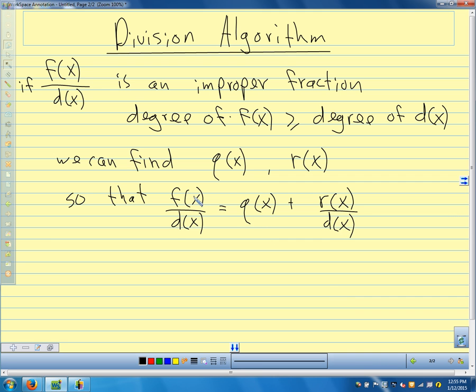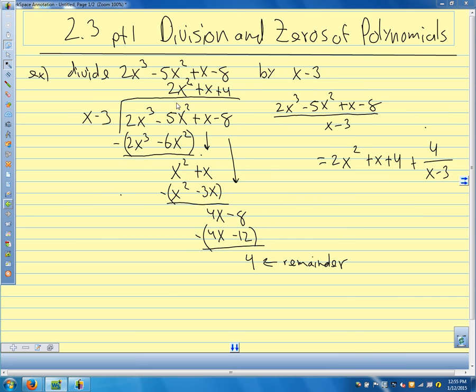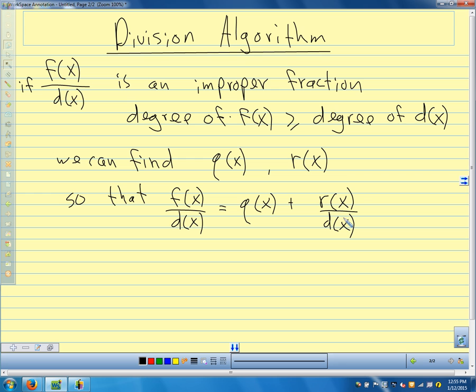We said that when we divided those two things, this divided by this was this polynomial plus the remainder divided by our original thing that we divided by. So the division algorithm guarantees us that we can always do this if this is an improper fraction. I can multiply both sides by d of x, whatever that polynomial is, and write this as f of x equals q of x times d of x plus r of x.